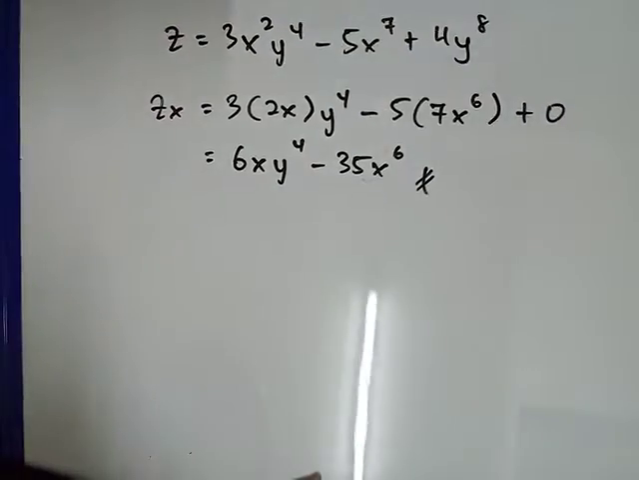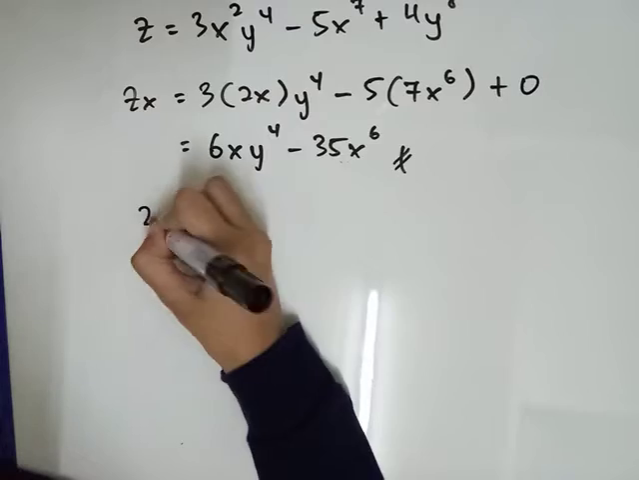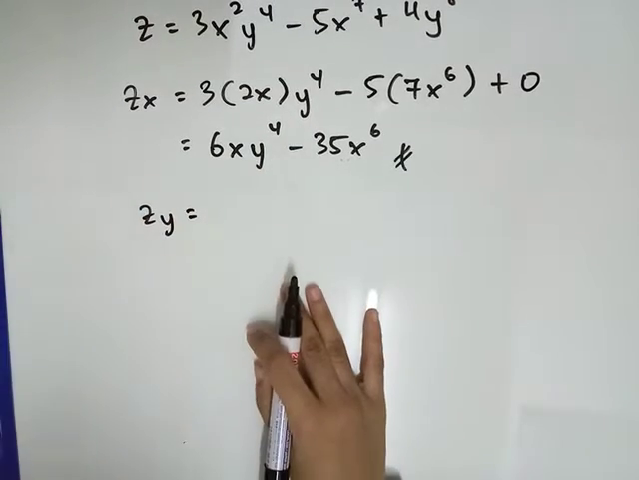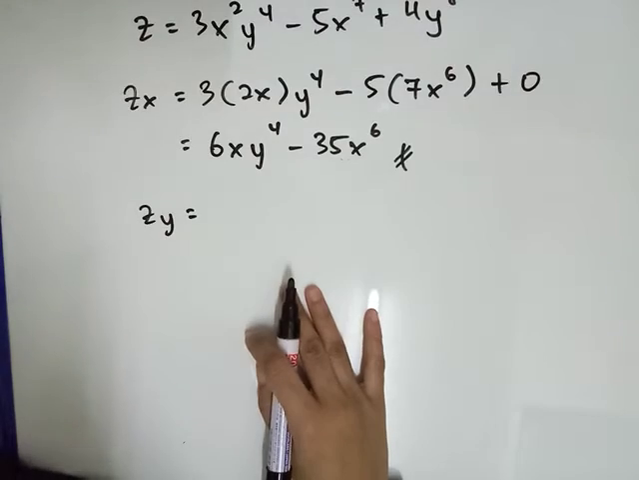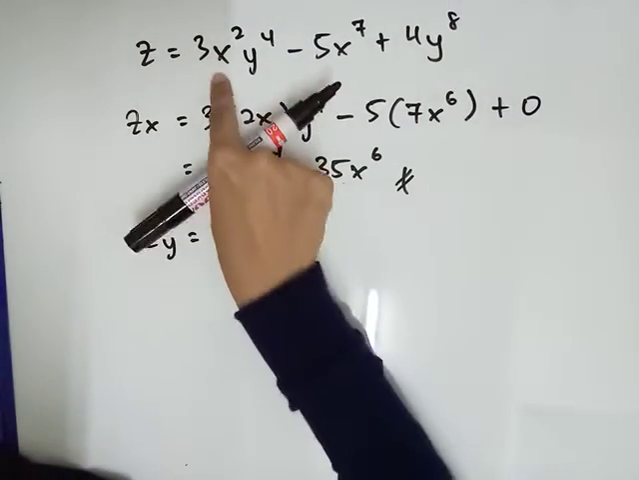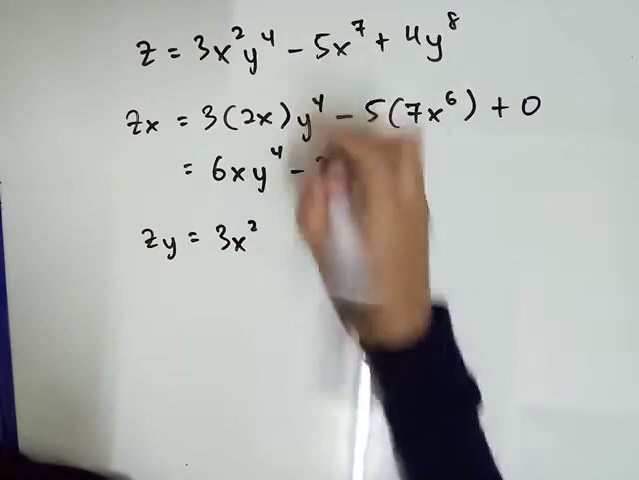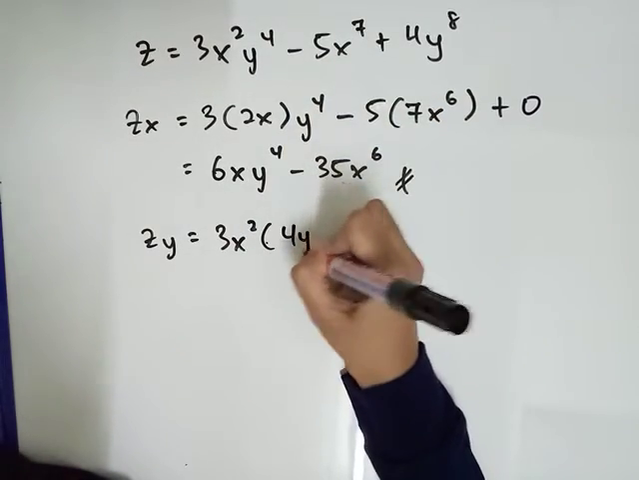Okay. What about differentiating with respect to y? The partial derivative of y. So 3x squared is a constant. Differentiate y power 4, we get 4y cubed.